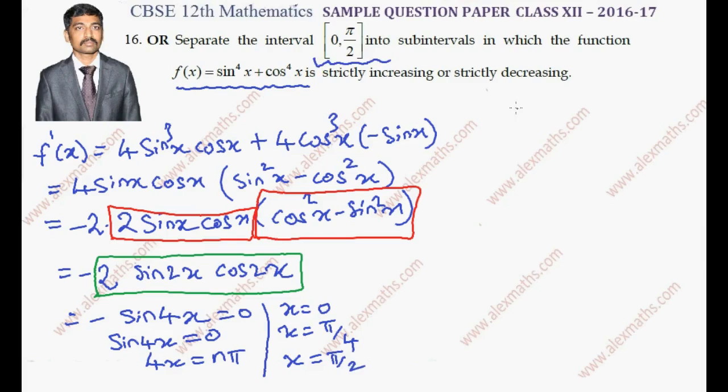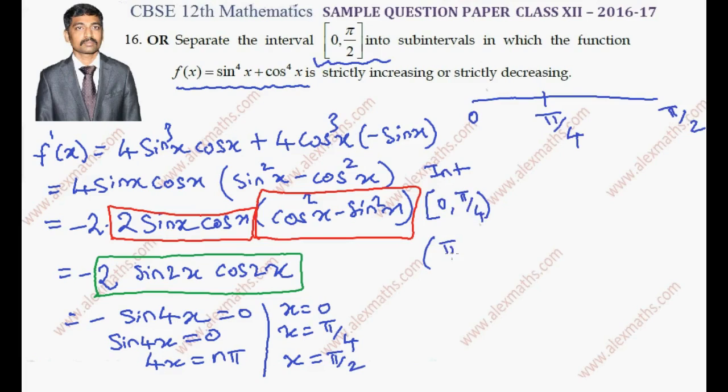And already in the question they have given the interval 0 to pi by 2. So take a number line 0 to pi by 2 and we have only one value which is pi by 4 in between. Now take a box where the first column is intervals, which first interval is 0 to pi by 4 and the second interval is pi by 4 to pi by 2.